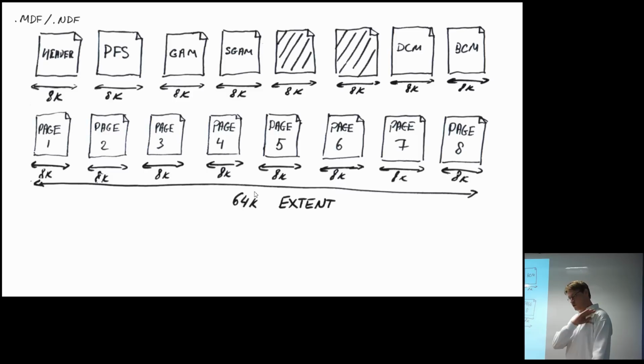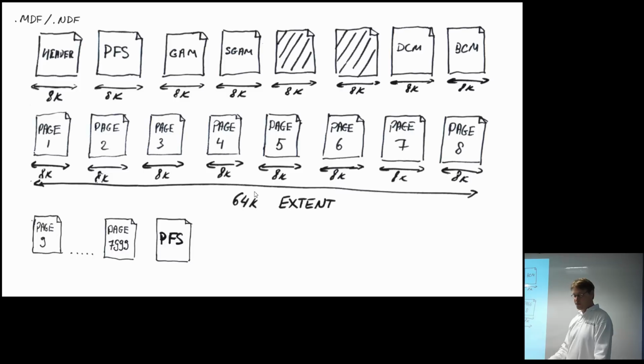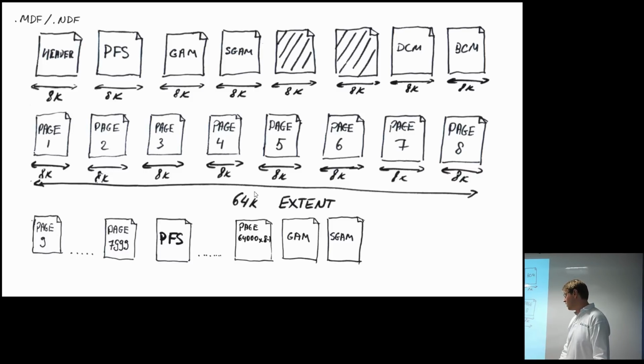So we've got the first 8 pages that are basically our database header. Then data is stored in those pages up to about page number 8000. Then we've got another PFS page, which determines where those pages are filled, and so on. And then we've got some more pages, and then some other configuration, free space management pages, and so on, basically.